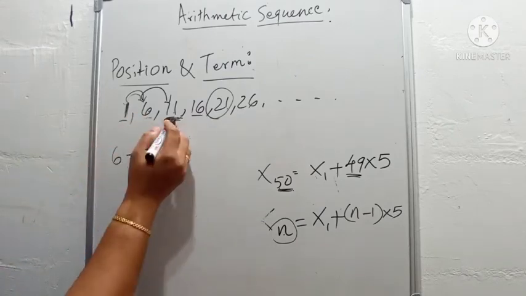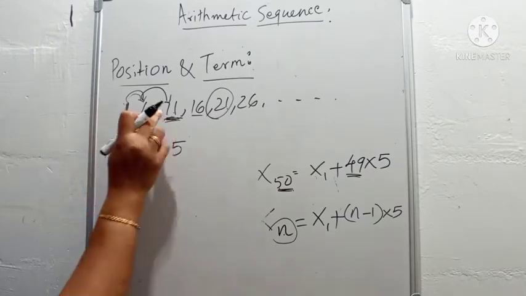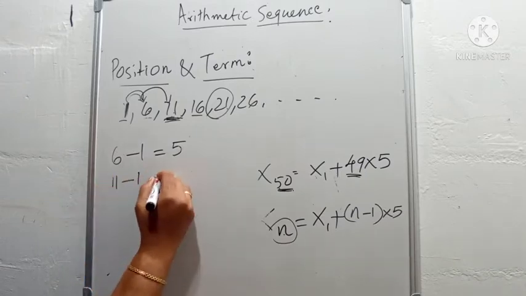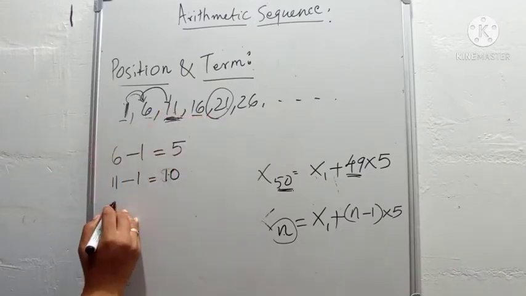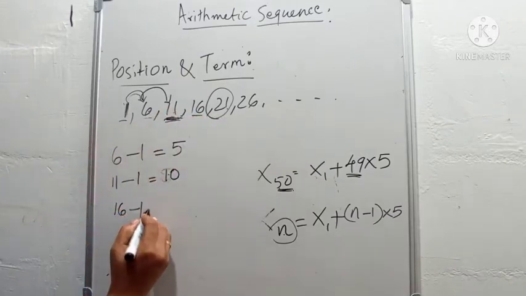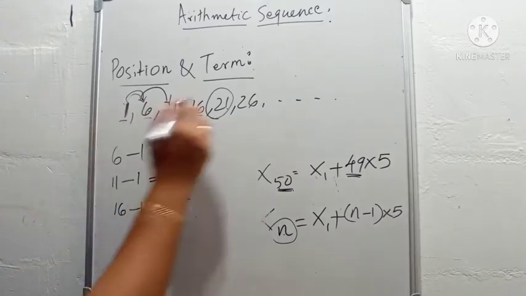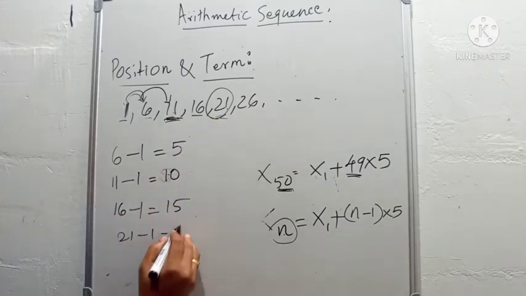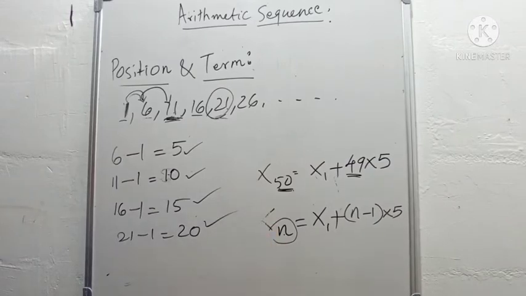Then what is the difference between third term and first term? That is 11 minus 1, that is equal to 10. Okay, and what is the difference between fourth term and first term? That is equal to 15. Then the fifth term is 21. 21 minus 1 is equal to 20. What is special about these numbers?